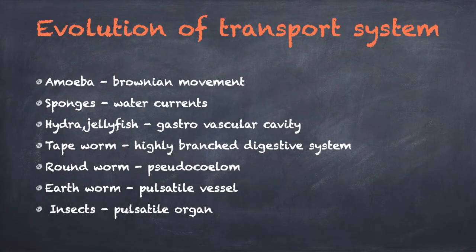Coming to the evolution of the heart, there are drastic changes in the evolution of the heart from unicellular organisms to multicellular organisms. In the unicellular organism amoeba, we can observe natural movements called Brownian movement. Sponges have water currents, hydra and jellyfish have a gastrovascular cavity, tapeworm has a highly branched digestive system, roundworm has a pseudocoelom, earthworm has a pulsatile vessel, and insects have pulsatile organs.